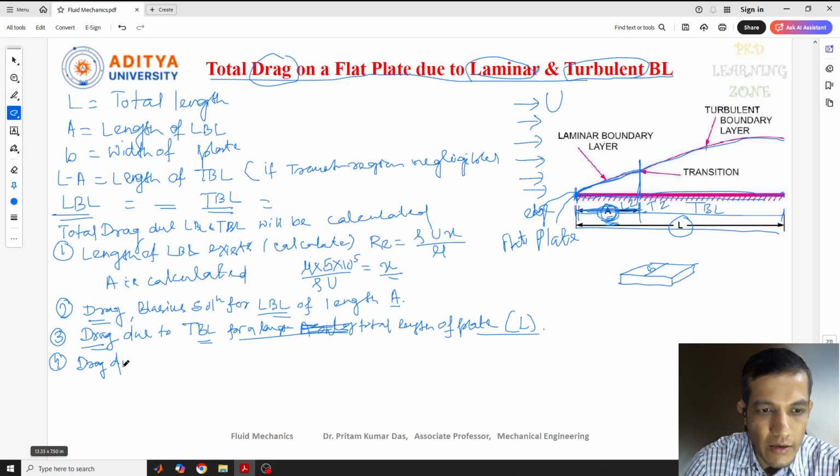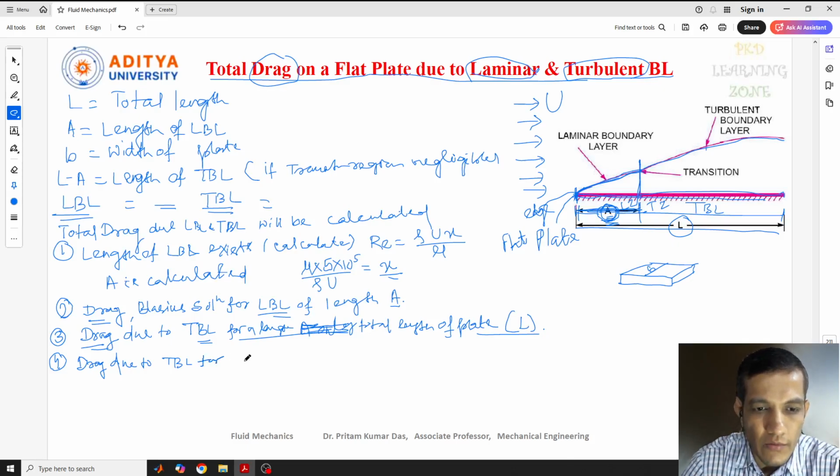Here we can write: find the drag due to turbulent boundary layer over a length of A. Anyway, same thing, I can write this one upper and that line in the down. Anyway, both are the same. Drag due to the turbulent boundary layer, here we can calculate for a length of A. That means for this one.